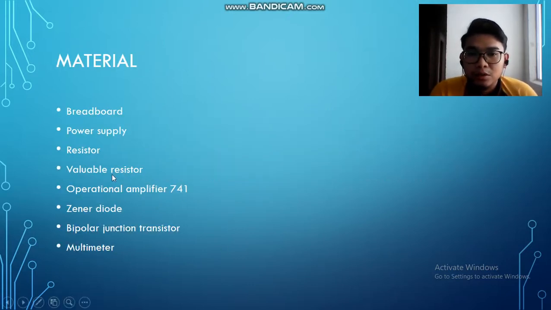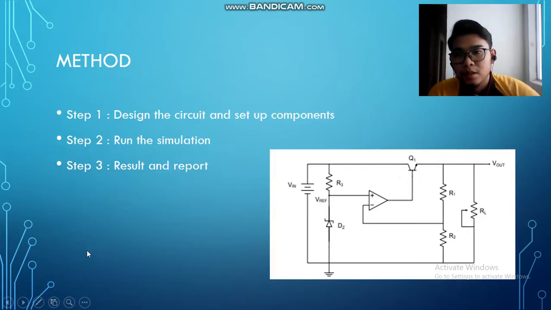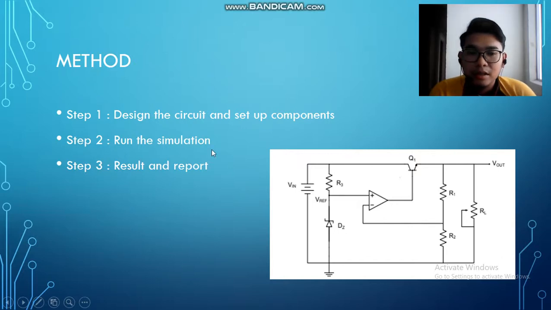The materials that I use in my project are, the first one, breadboard, power supply, resistor, variable resistor, operational amplifier 741, the Zener diode, bipolar junction transistor, NPN type, and the last one is multimeter. So we look for the method that I apply for my project, which is, the first one, step one, I need to design the circuit and set up the component.